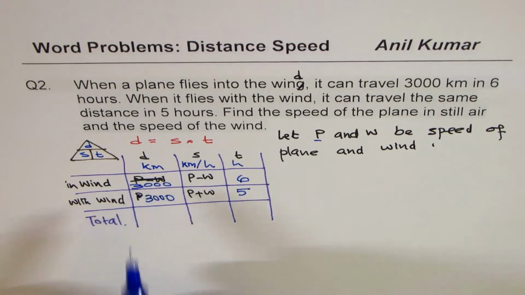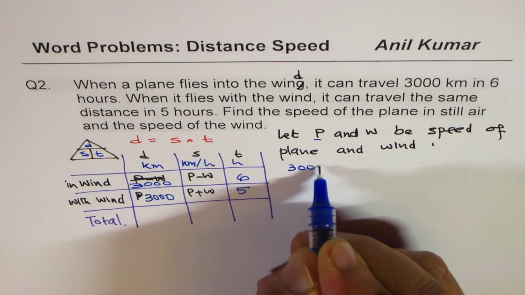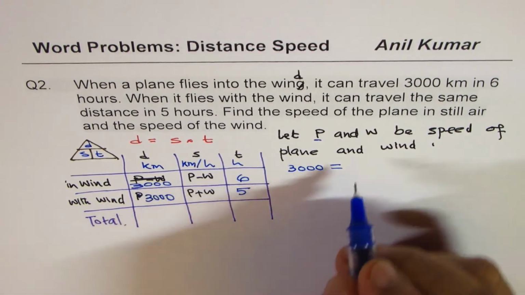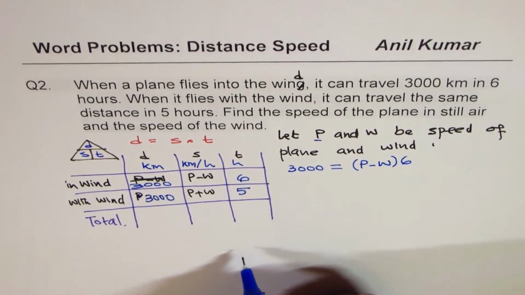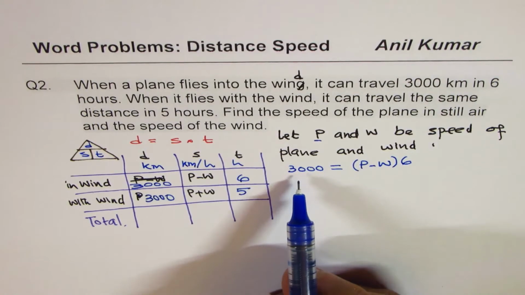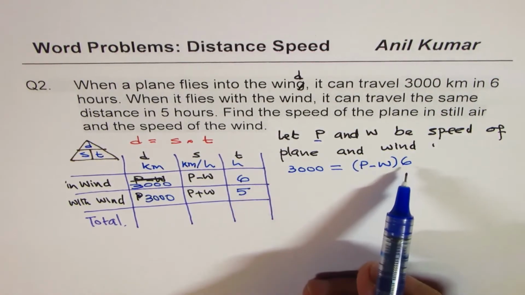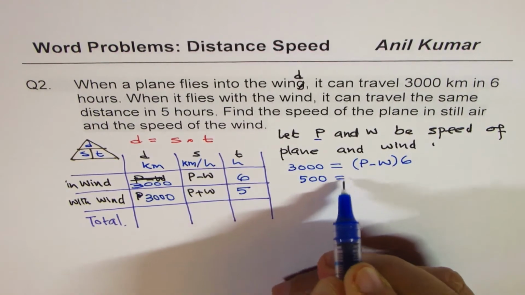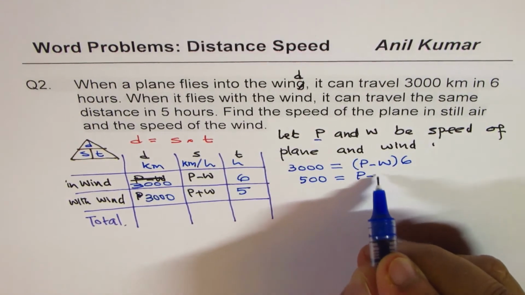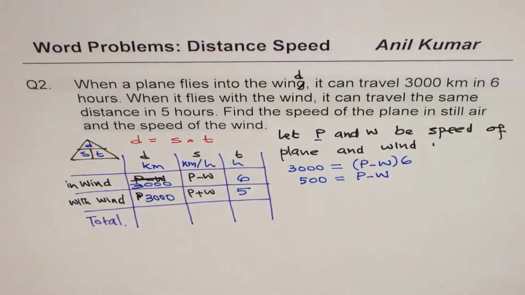The first one here, 3000 equals, speed is P minus W, time is 6. Is it okay? Now we can simplify this. We can divide 3000 by 6. So 6 goes 5 times. We have 500 equals P minus W. We get one equation. Let me call this our equation number 1.